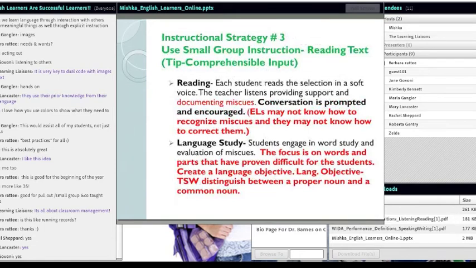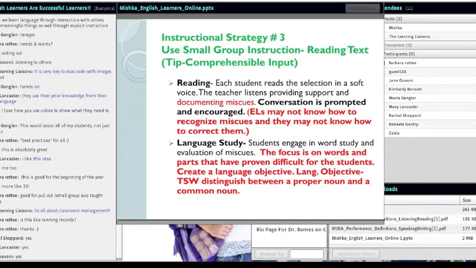All right, so after that, students would read selective readings, and I would document their miscues and generate conversations amongst them. Students may not know how to recognize miscues, and they may not know how to correct them. So I will basically teach them how to identify a miscue and how to correct a miscue that they have made. I would focus on words and parts that have been proven difficult for these students, and most importantly, I will establish a language objective.